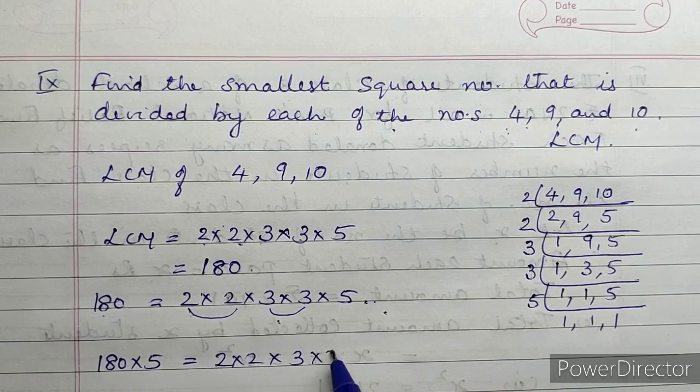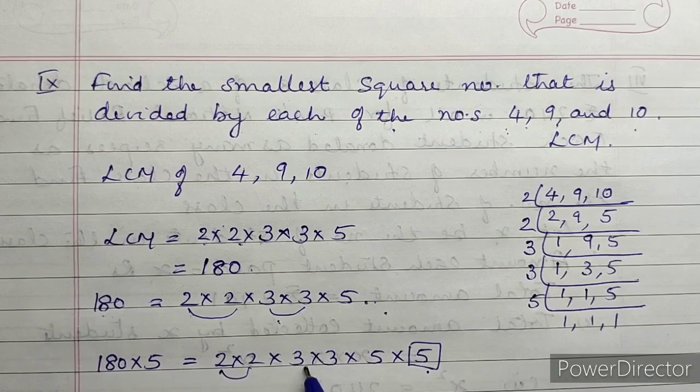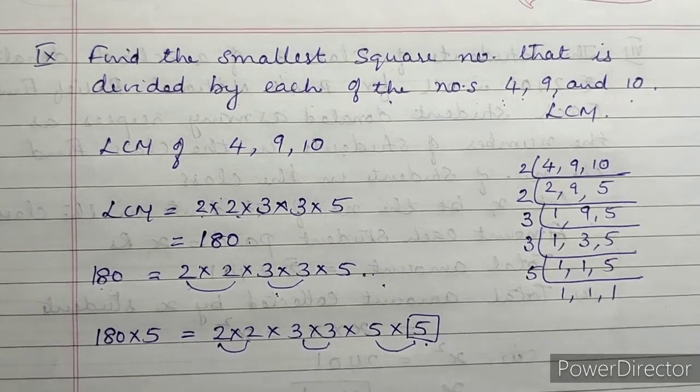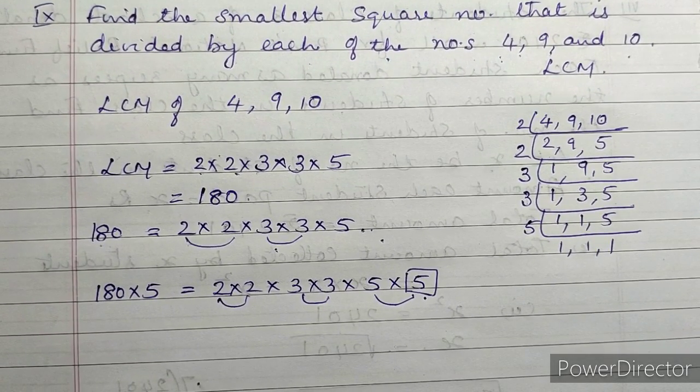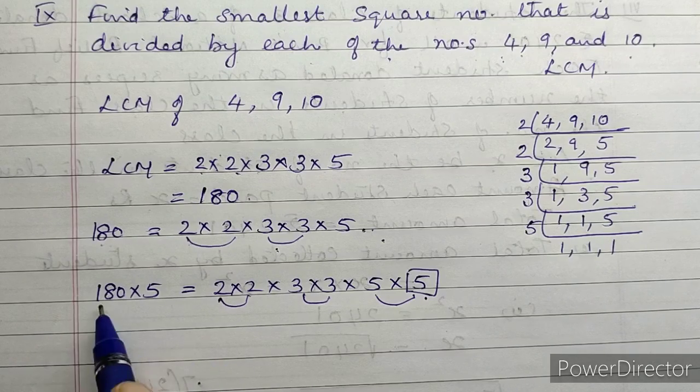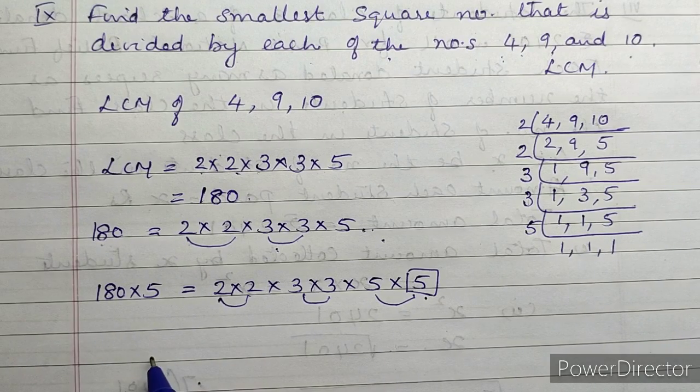So that means 180 into 5, which is equal to 2 into 2 into 3 into 3 into 5 into 5. See, this 5 you have multiplied. So now it is a pair. You can pair it now. So that means 180 into 5, how much will it come? 900. 180 into 5 is 900.